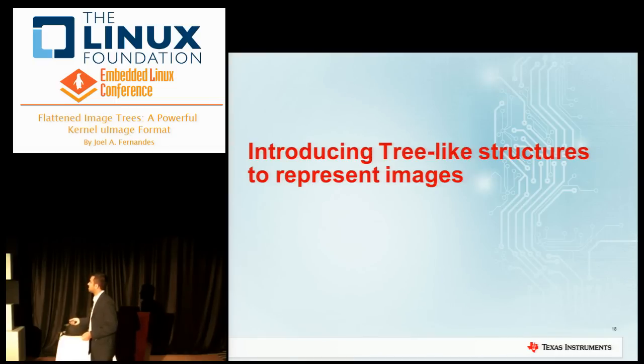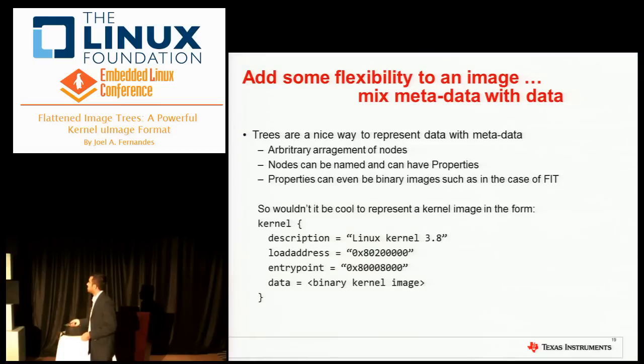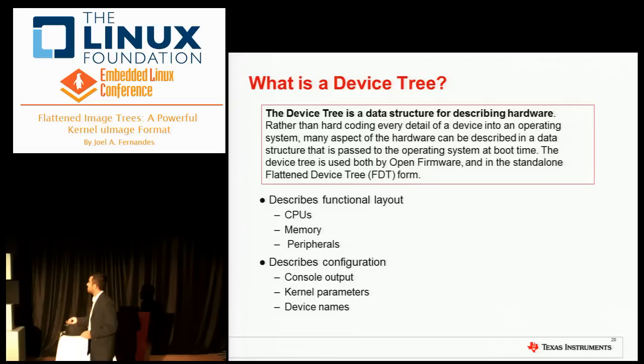So I'm going to talk about tree-like structures to represent some of these images, and what a tree-like structure can add. You can have a more flexible way of representing a kernel, in the form of a tree. Wouldn't it be nice to represent an image however you want, with the fields placed wherever you want, as long as you have those fields somewhere. You can arbitrarily arrange nodes in a tree and move them around. Trees can have properties, and properties can even be binary images if you want. So there's a lot of flexibility added, if this fixed size structure could somehow be made more flexible, and trees are a nice way of possibly representing it.